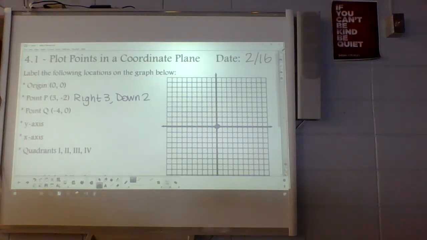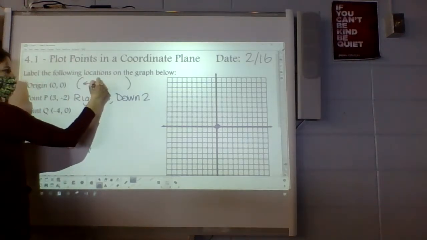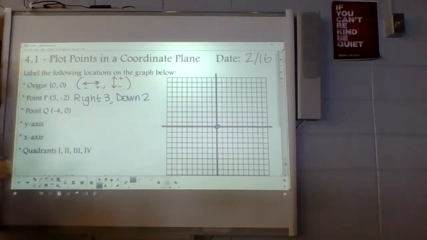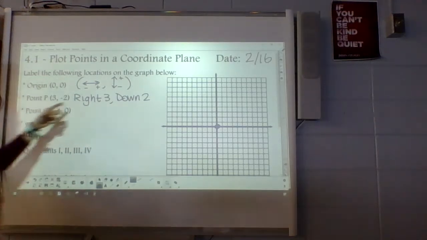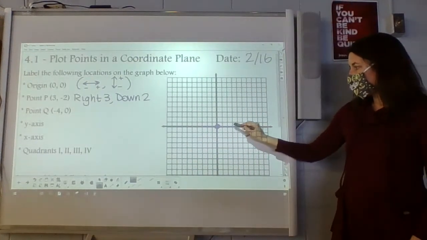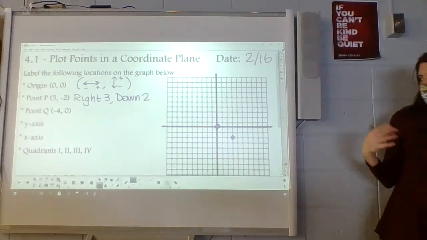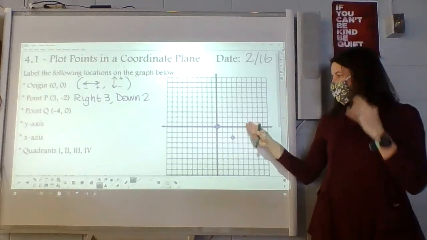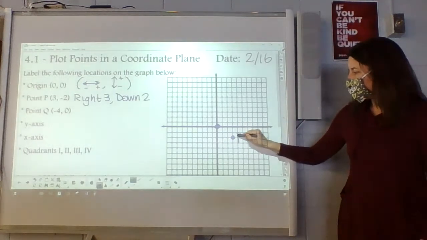So when you see your coordinate points, like for an X and Y, it's always left and right, and then up or down. Positive, negative, depending on left or right, or up or down. So for point P, I'm going to go right 3 from the origin and then down 2. And you count lines, not blocks. Sometimes it's kind of confusing. I guess you can count blocks, but it might be easier to count the lines. So there's point P.